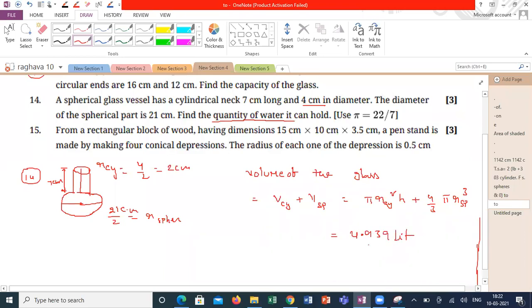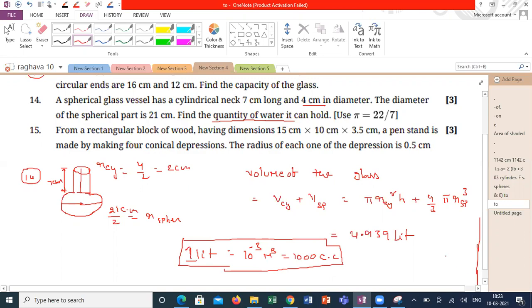1 liter is equal to how many meter cube? 10 power minus 3, or 1000 cubic centimeter. From this, we can convert into liters. You will get the answer in centimeter cube. From that, you can convert into liters. Has everyone got the same answer? Yes, sir. Go for the 15th question.